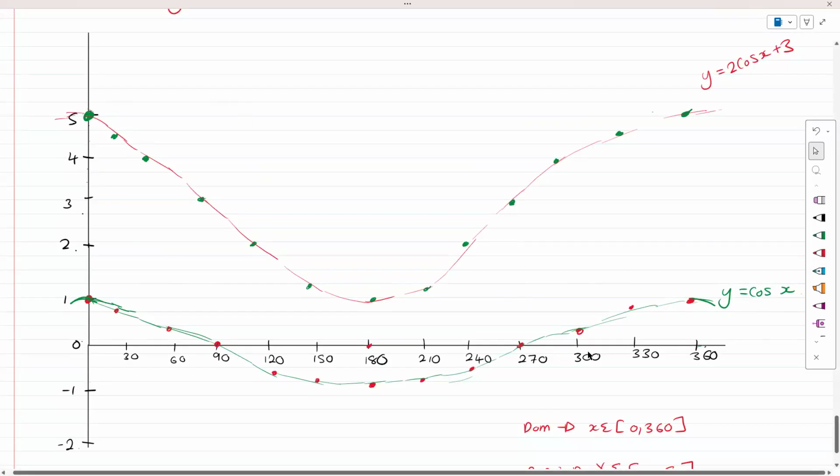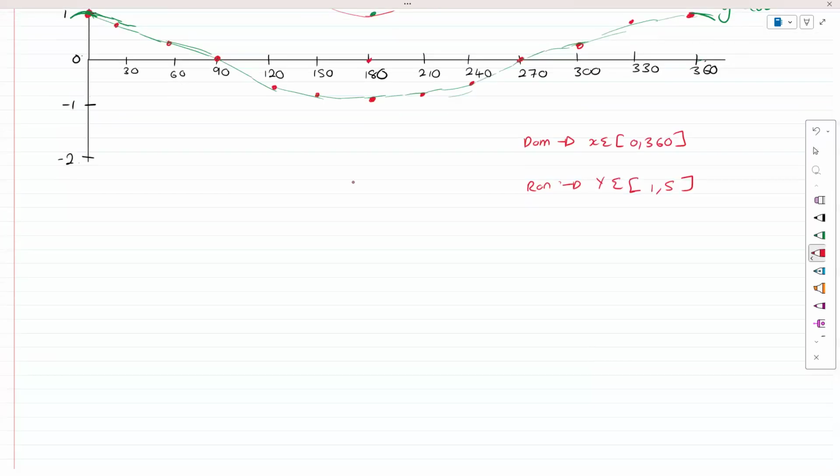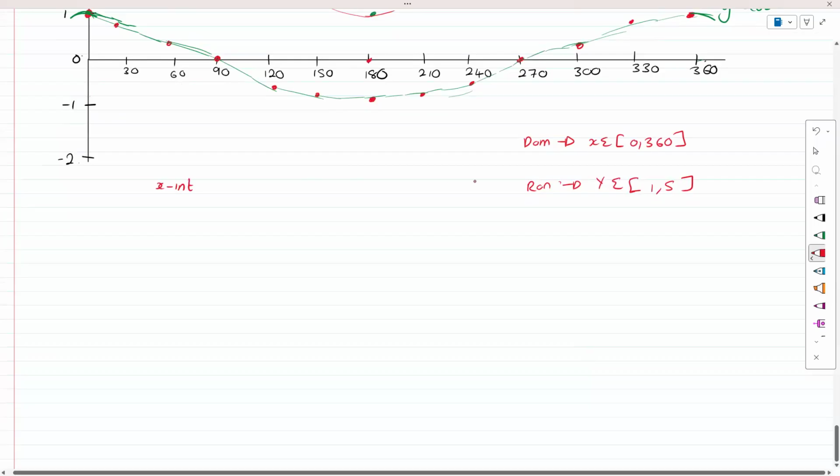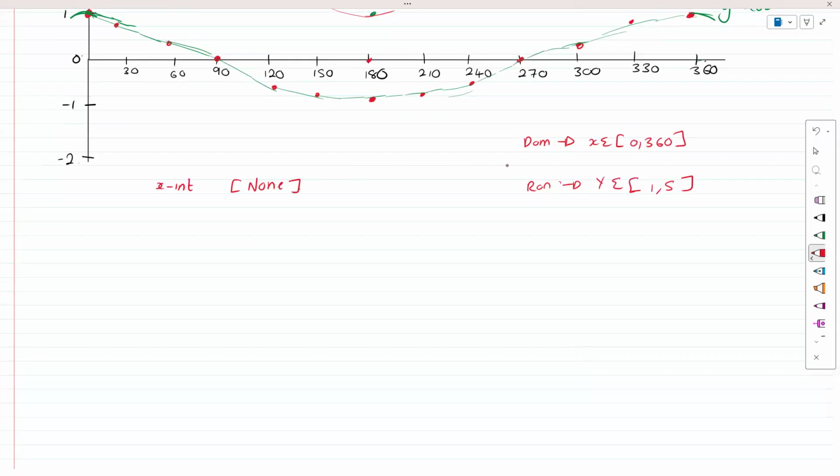Now, when it comes to x-intercepts, this one we take from the graph. The x-intercept is none. This doesn't even touch the x line, so there can't be an x-intercept. But the y-intercept is 0 and 5 because I touched the y line at 0 and 5.